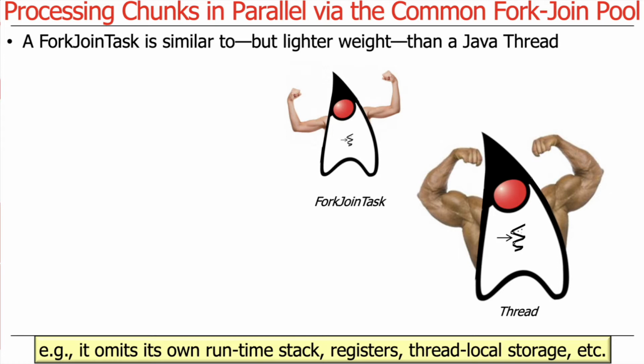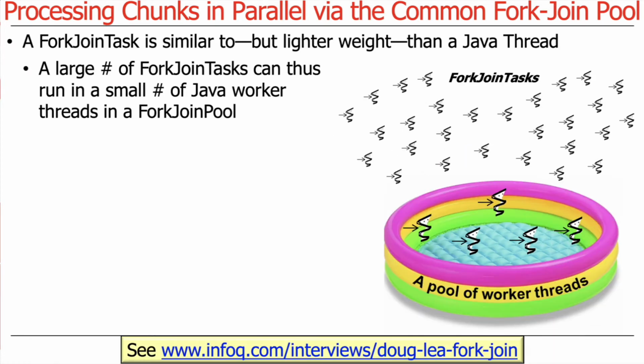In particular, it doesn't have a runtime stack. It doesn't have its own registers. It doesn't have its own thread local storage. So it is much more slimmed down. It's like a thread on a diet, basically. And as a consequence, you can have a very, very large number of ForkJoin tasks. You can have hundreds of thousands of them, millions of them, in fact.